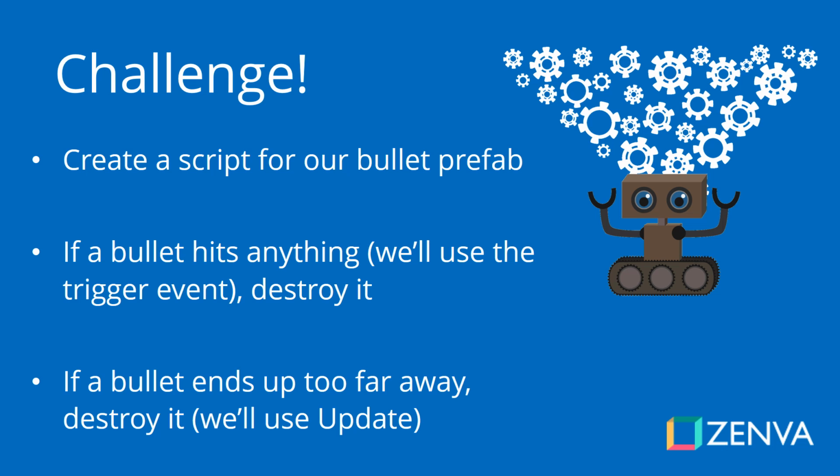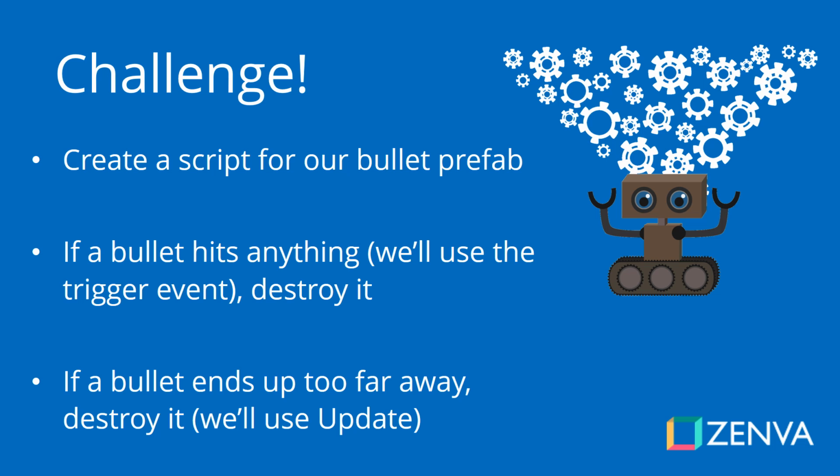And if the bullet ends up too far away in the level, you can set your own limit, and I'll leave that open for you to see how you want to implement that, destroy the bullet as well. So if you shoot a bullet and it's falling off the map and it's really far away, just make sure to destroy it. So pause the video now, have an attempt to solve this, and I hope that you can do it. And if not, that's perfectly fine. Then I will show you the solution.